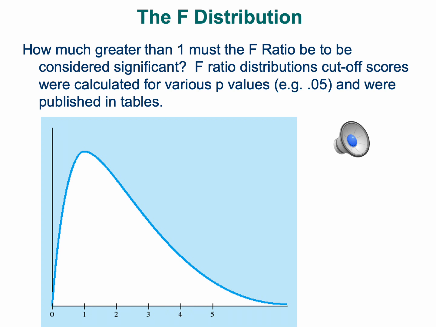If the between is large, it also means the F ratio is going to deviate, become larger and larger than 1. Well, here's the question. How much greater than 1 must the F ratio be in order to be considered significant? Well, you have to generate another distribution of probability.